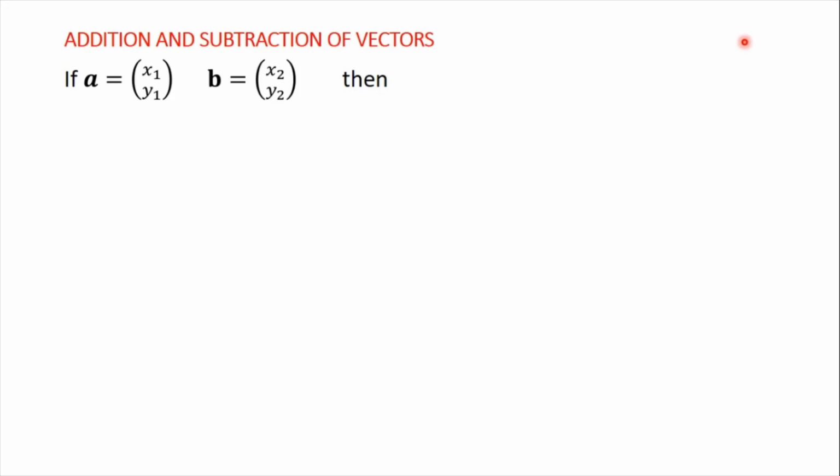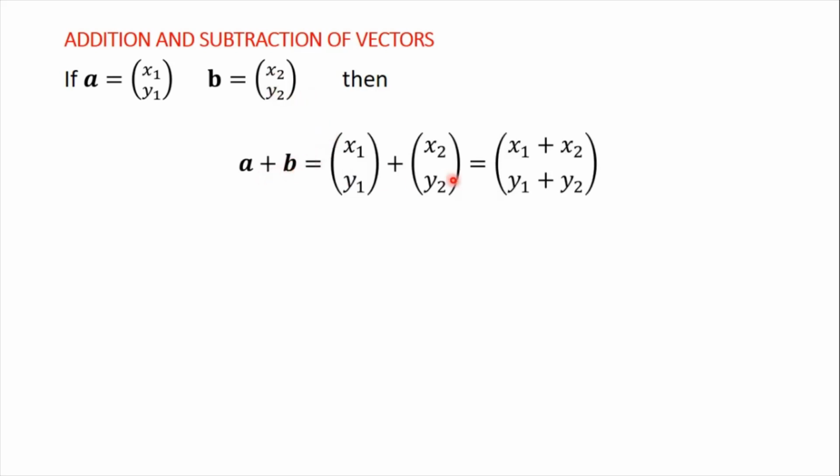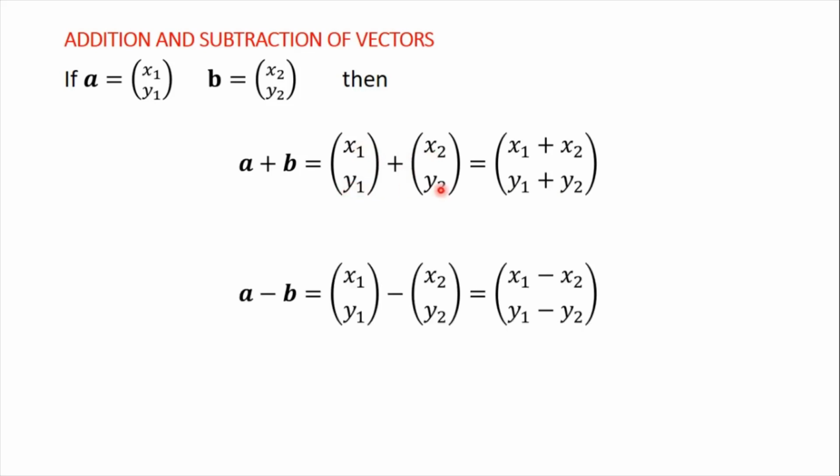How do we add and subtract vectors? If vector A is given as x1, y1 and vector B is given as x2, y2, then vector A plus vector B is x1 plus x2, y1 plus y2. So all we need to do is to add the two x components and we add the two y components. In the same way, vector A minus vector B will give you x1 minus x2, y1 minus y2.